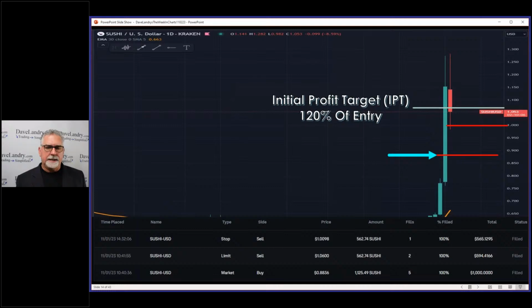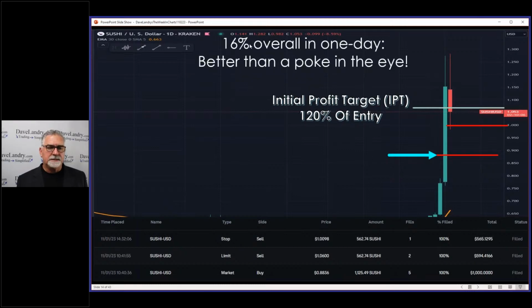And then in this particular case, based on this big rally here, I brought it up to $1. And that way, at least I'll make something on the trade should it stop out, or I should say when it stops out. And so if you add these up, starting with 1,000 and then round number 600 and then 565, that's about a 16% overall return in one day, which is much better than a poke in the eye. If you could bang out a few of these a day, you'll be doing really good.